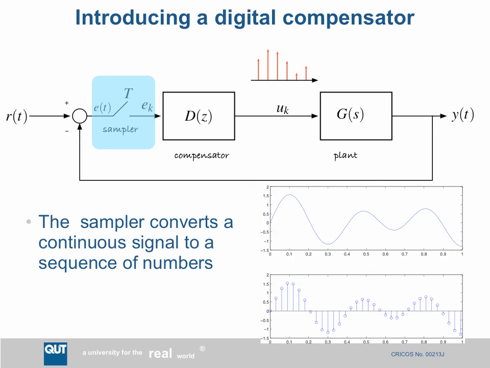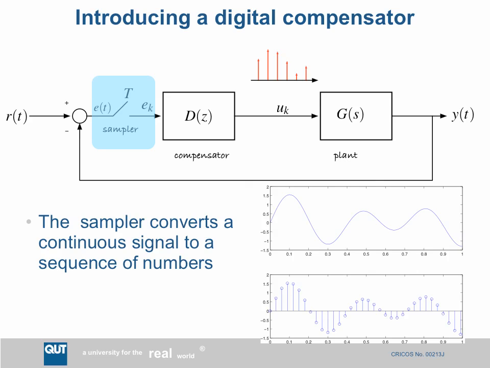Every T seconds, it takes a snapshot of the continuous signal and outputs a single number. The figure down in the bottom right shows this. The top graph shows a continuous function of time. Down the bottom, we see a sampled version of that. So a lot of the information has been removed. We have periodic snapshots of the value of the signal. We've converted them into a sequence of numbers.